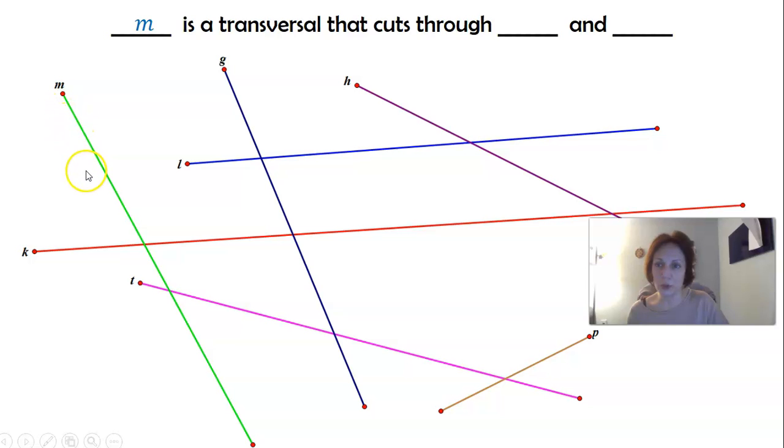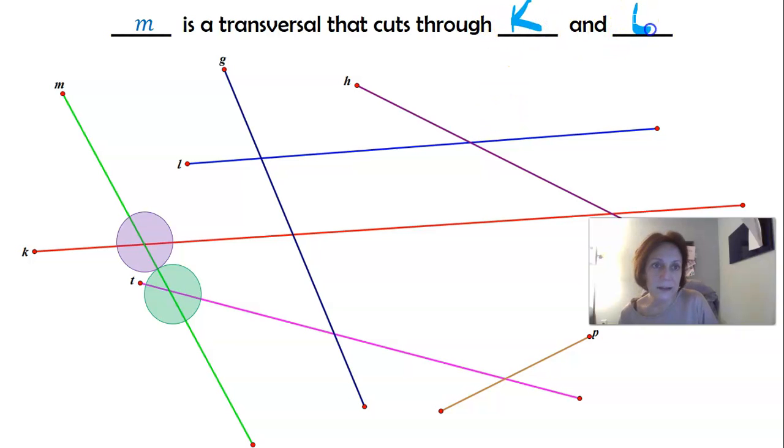Okay, here we go. M. Boom, cuts through K, creates a cluster of angles. M continues, cuts through T pretty quickly thereafter, creates another cluster of angles. So again, I've got a cluster of angles here, I've got a cluster of angles here. I've got a purple group of angles and a green group of angles. The road that connects them, the train that connects them, is the M. That's important. So we can say that M is a transversal that cuts through K and T.